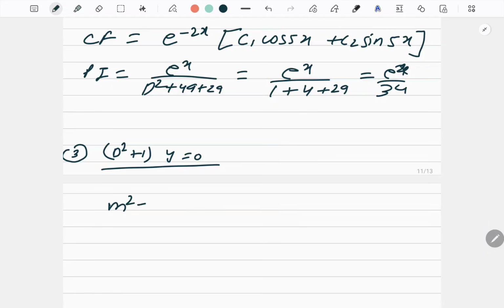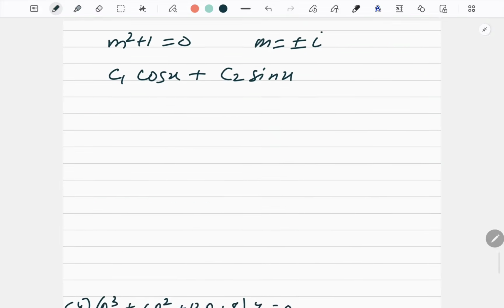Go to the next question, D square plus 1. So this is m square plus 1 is equal to 0. So m is equal to plus minus i. So here alpha is 0. So c1 cos x plus c2 sin x is my CF. Okay, go to the next question.